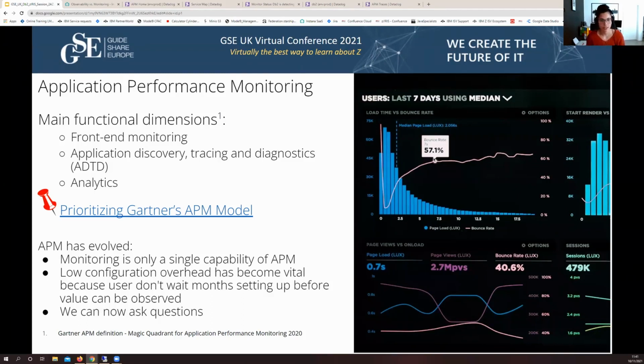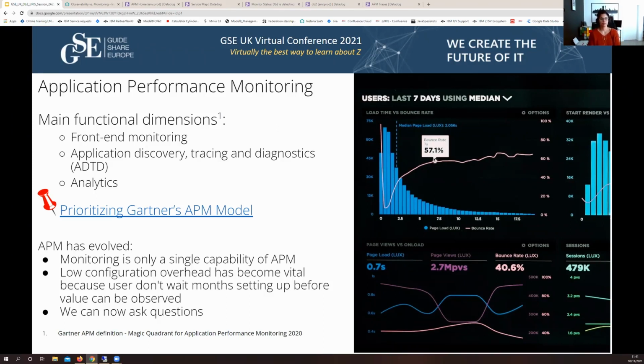The second dimension is application discovery, tracing, and diagnostics. This is basically the automated discovery of servers, services, and microservices, including the runtime architecture modeling, so being able to see where services run and understanding service dependency to infrastructure. And that includes containers and orchestration support with Kubernetes, for example.